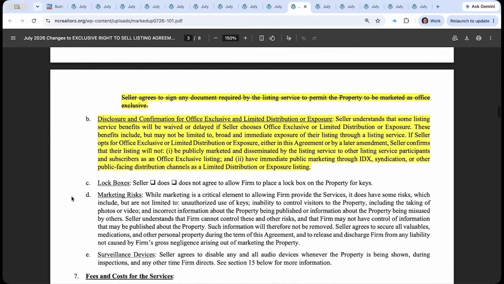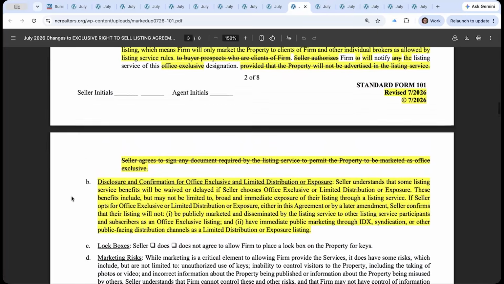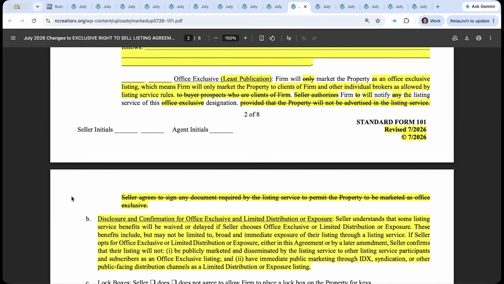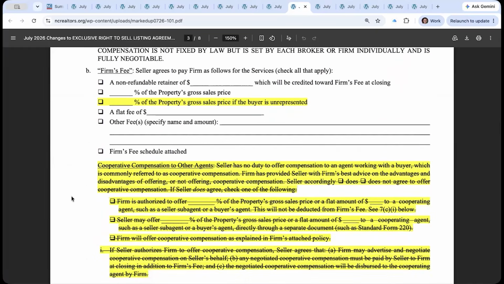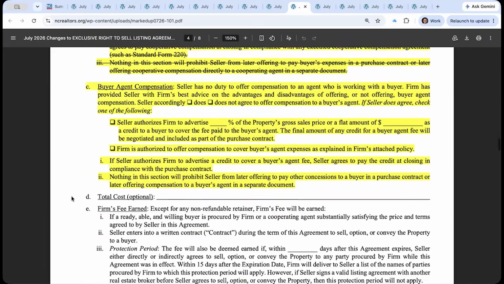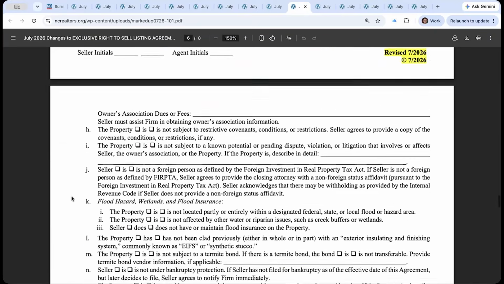But this disclosure and this disclaimer here, I guess you could say, is about if you're going to do office exclusive, or if you're going to do limited distribution, then make sure you understand the impacts to the seller. And like I said, both the pros and the cons on that. We've already covered this section. If there are questions about that in the chat, I'll get to those in a minute.